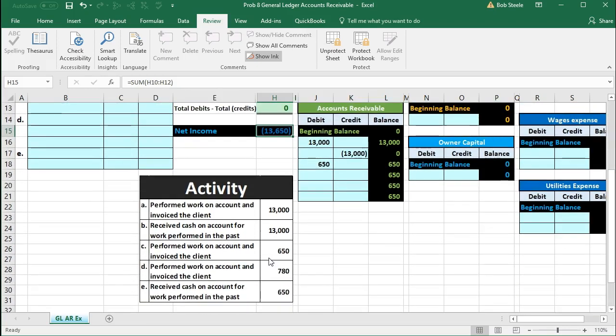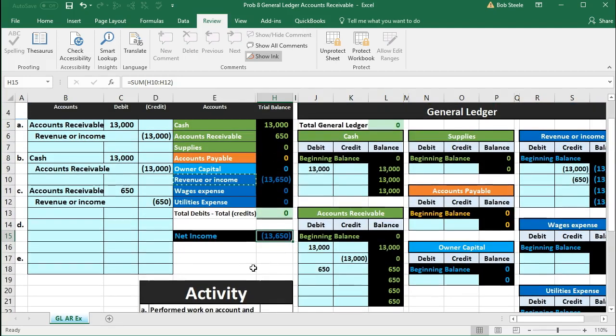Okay, D, perform work on account and invoice the client. Performed work on account and invoiced the client. So same type of activity. Again, we're focusing in on that receivable cycle. So is cash affected? We're going to say no. We performed work and invoiced the client. No cash has happened at this time. We're going to say then that we got something. We got an IOU. That IOU being represented by accounts receivable.